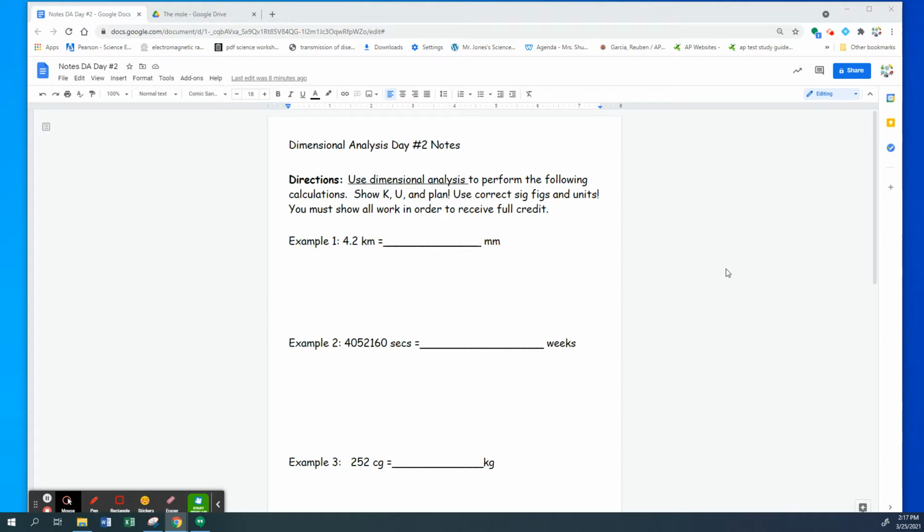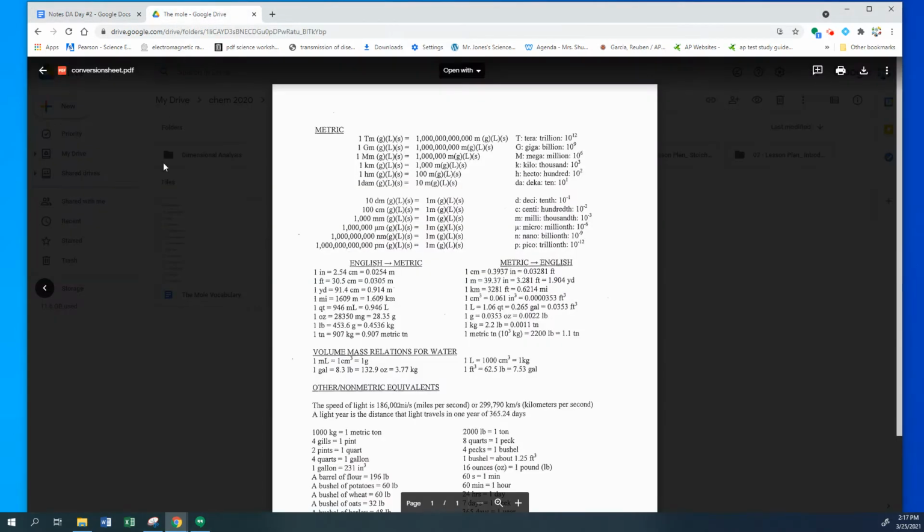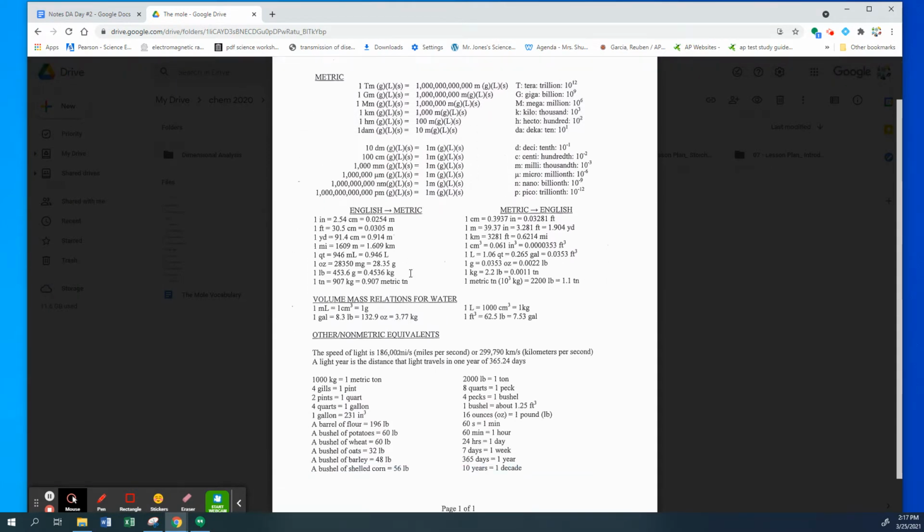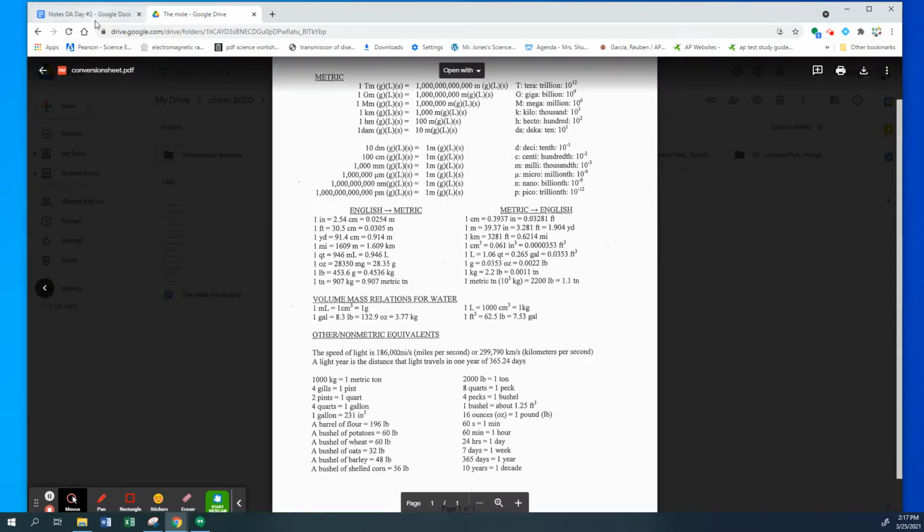So, hopefully, dimensional analysis day one went well for you. Here, we're going to start with dimensional analysis day two. It's really just a matter of making them more difficult, more steps. That's it. If you don't already have it out, you're going to need your conversion sheet out as a reference. I will be going back and forth between the notes and the conversion sheet.